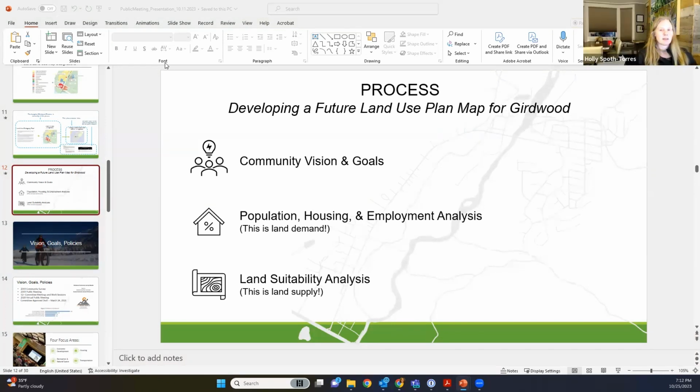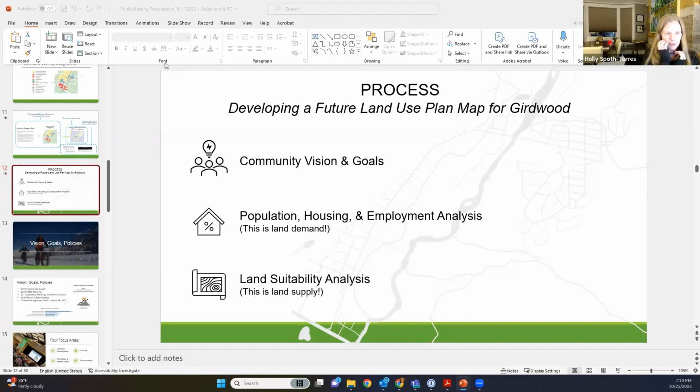Okay, so I'm going to get right to the detailed content. And I said this at the public meeting on the 11th, but again, you have your community vision and goals. Those are the overarching vision, goals, and policies that are driving this. So we're going to start with Michelle, and she's going to talk about the population, housing, and employment analysis.